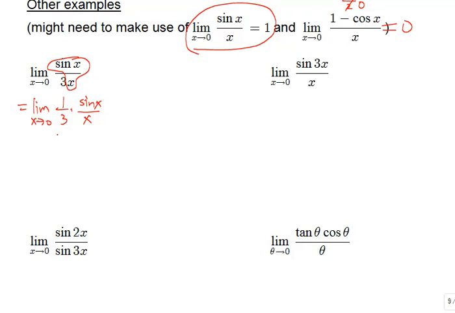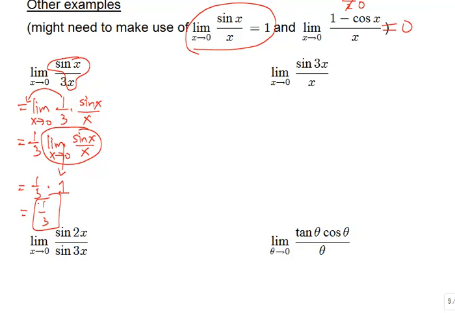Just separate that 3 and turn it into a scalar multiple. What do we get to do with scalar multiples? We get to pull them out. So this becomes 1/3 times the limit as x goes to 0 of sine of x over x. And this is our theorem. This goes to 1. When I multiply it by that scalar multiple, that makes the entire limit 1/3.